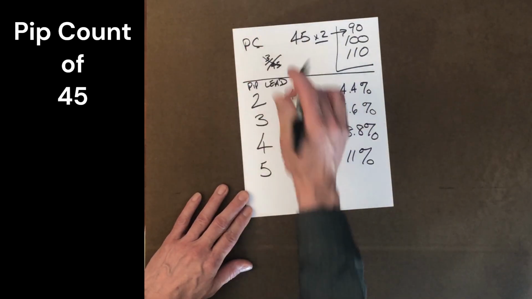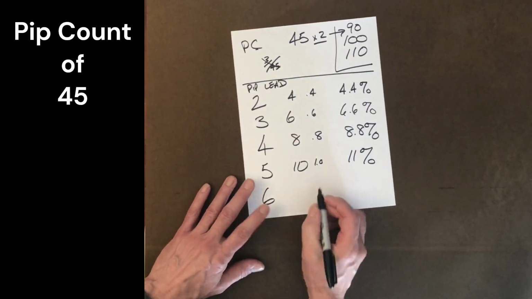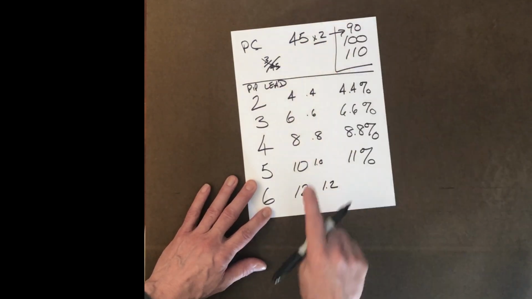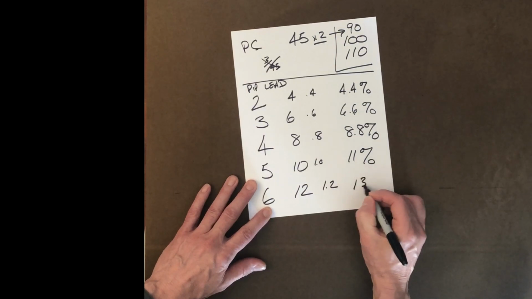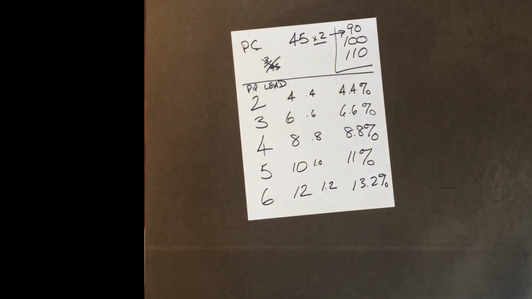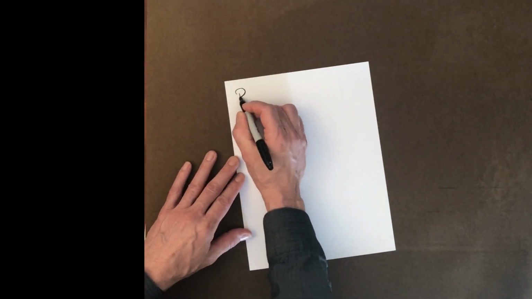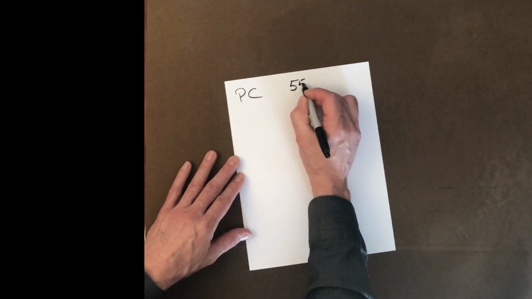11%. Pip count's 45. Our pip lead is 6. We're going to double it to 12. We're going to add 10%, 13.2%. Super fast. Next one we're going to do, our pip count is 55.